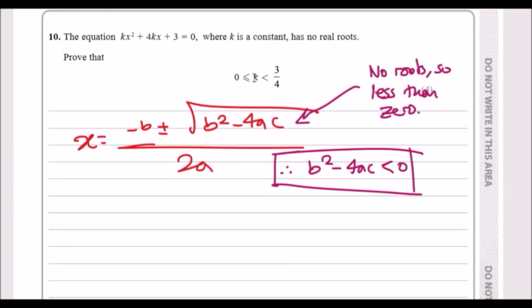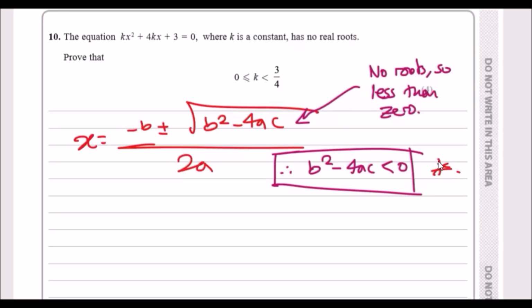Anyway, let's move on. So the equation kx squared plus 4kx plus 3 is 0, where k is a constant and has no real roots. Now, this is a discriminant question, okay? This is involving the quadratic equation, but in particular the square root function. It's basically telling you that when you have no real roots, your calculator will give you an undefined answer. That means if you get a negative inside the square root, you cannot get an answer. So that's what it means by no real roots. In other words, b squared minus 4ac inside the square root must be negative or less than 0.